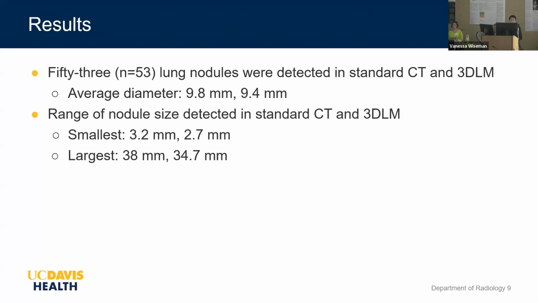Here are our results. 53 nodules were detected with an average diameter of 9.8 and 9.4 millimeters on standard CT and 3D landmark scans, respectively. And the median was 6.45 and 6.4, respectively. Smallest nodules detected was 3.2 and 2.7, respectively. And the largest nodules detected was 38 and 34.7 millimeters, respectively.